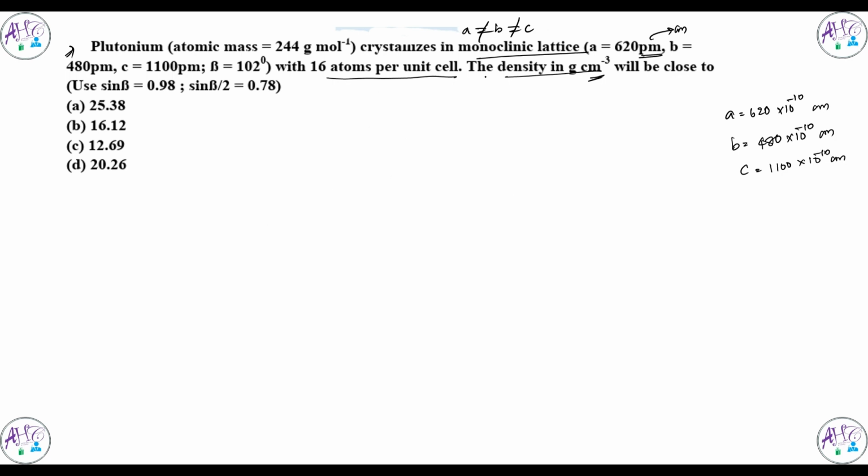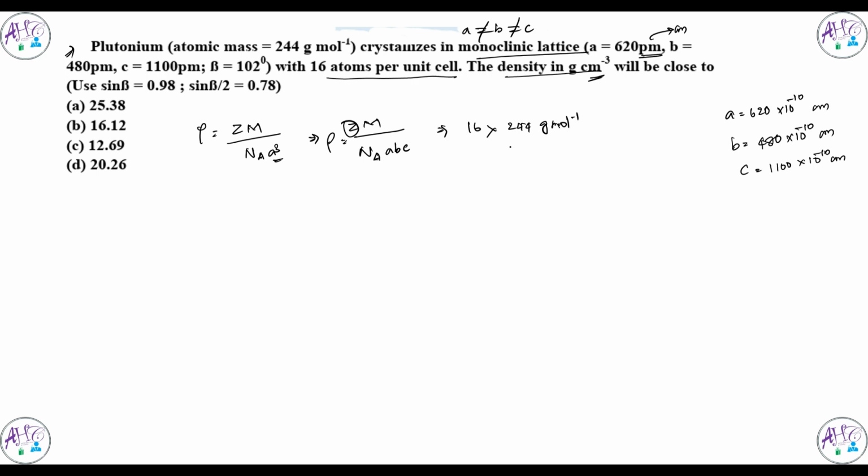Okay, so now they have asked us to find the density. In general, the density formula is rho equal to Z into M by Na into A cube, which we use in case of a normal simple cubic cell. But here it is monoclinic, so this is going to be Zm. So your density is going to be equal to Zm by Na ABC. Z is the number of atoms, and they have said 16 atoms per unit cell. And M is the mass, which they have given as 244 gram per mole inverse.